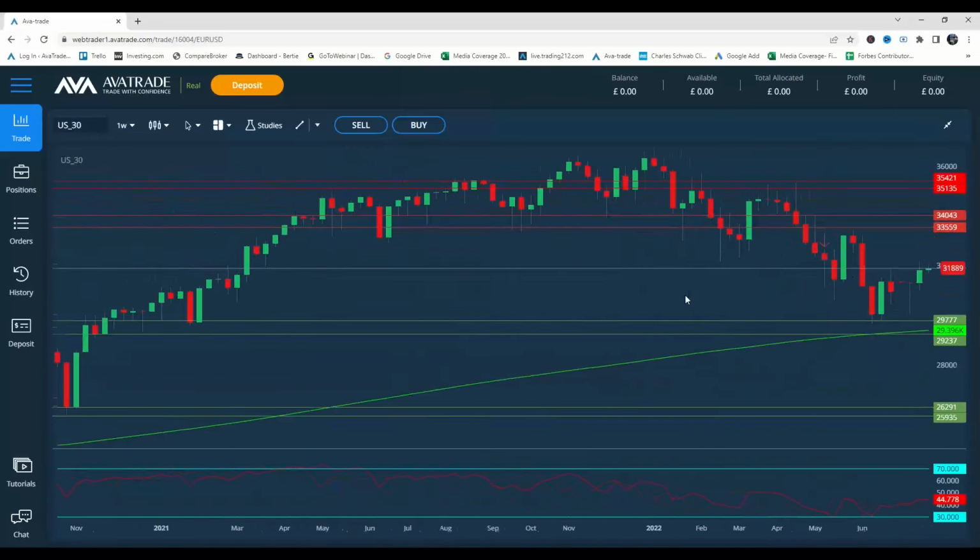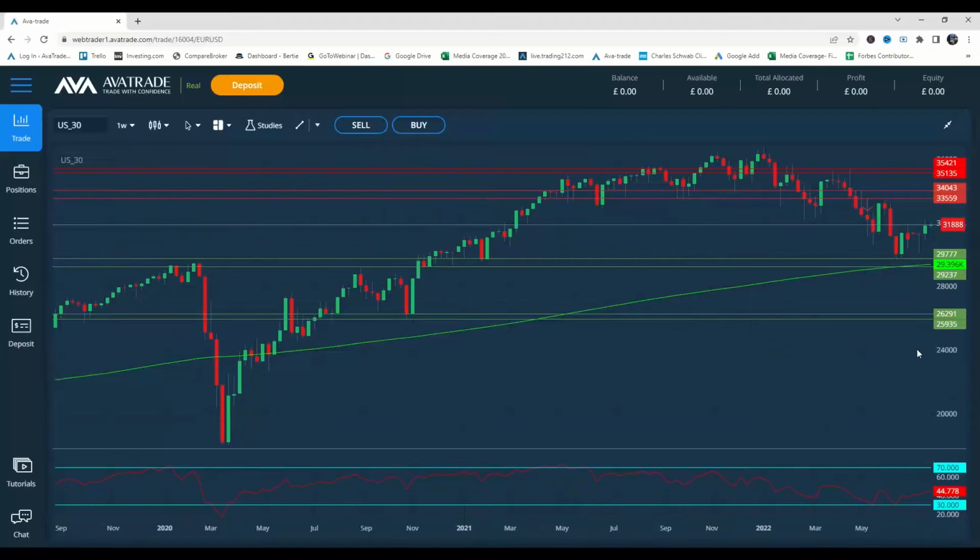Now, what about the US 30, or the US Dow Jones Industrial Average, right? When we look at the weekly chart on this one, we see a similar price action. We see this area as an area of support, which runs from 29,237 to 29,777. This is an area of resistance, 34,043 to 33,059.